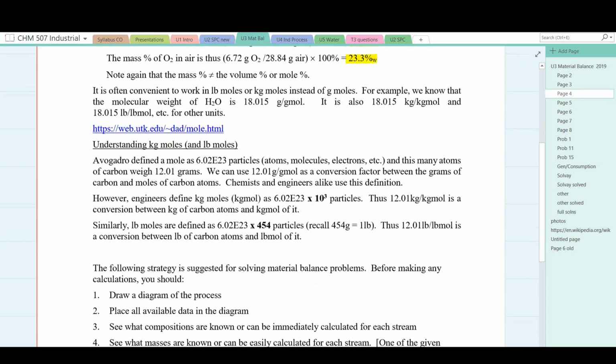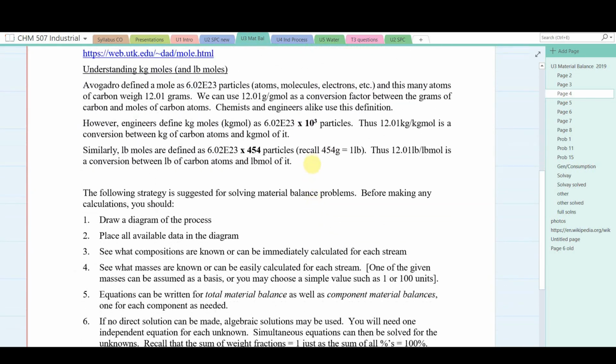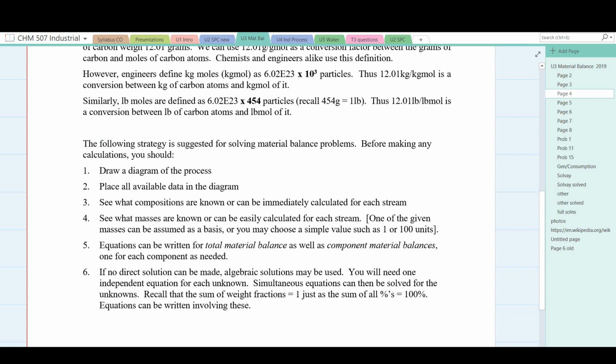I have some rationale for that here, but I just want to summarize the process for solving material balance problems, and then we'll get started. So step number 1 is draw a diagram for the process. Even a box diagram is just fine. Place all the available data in the diagram. See what compositions are known or can be immediately calculated, and see what masses are known or can be easily calculated for each stream.